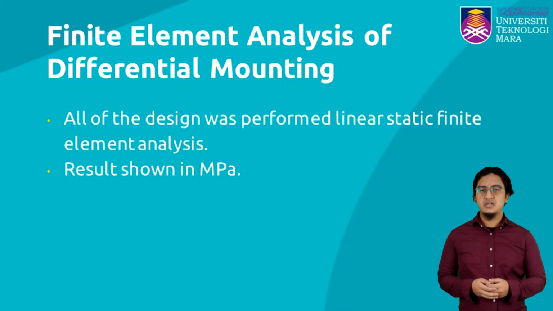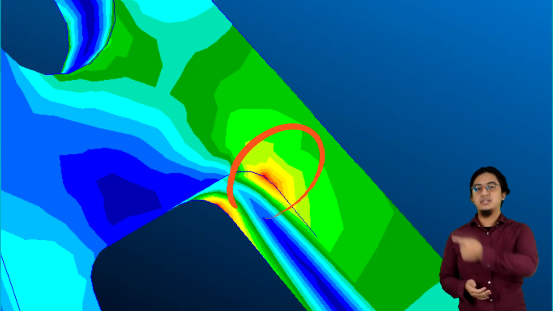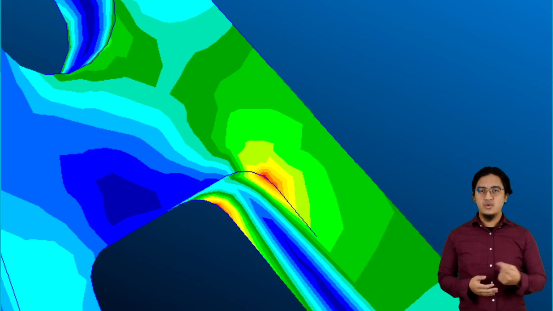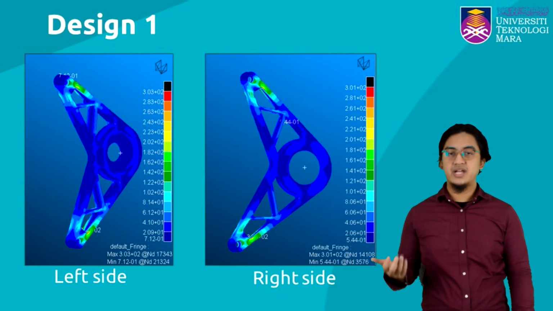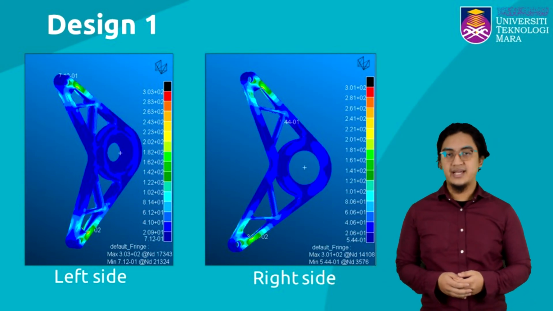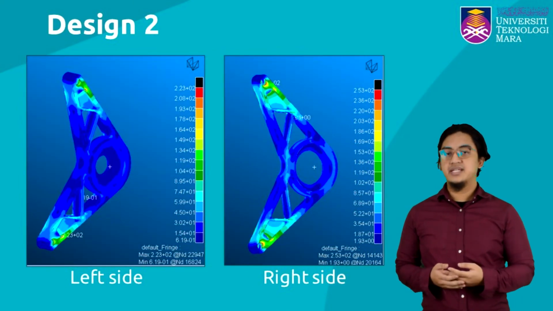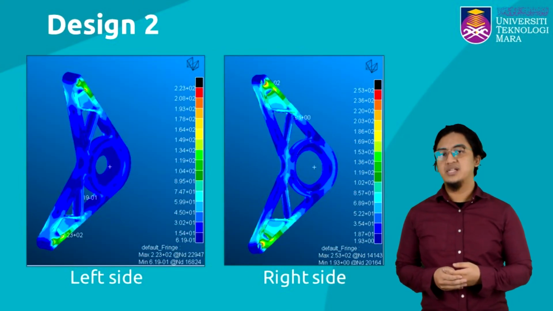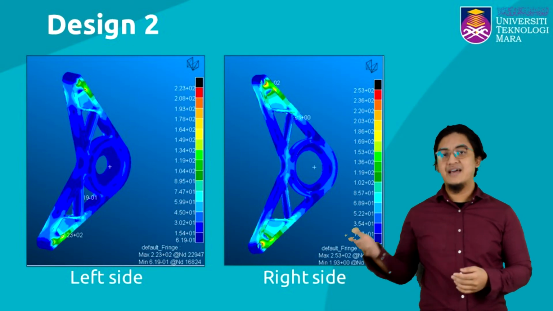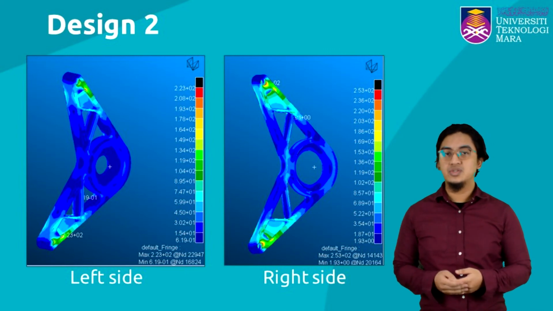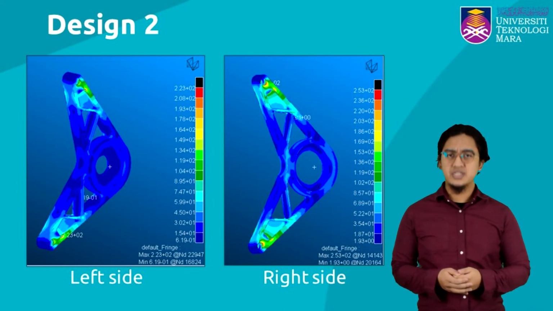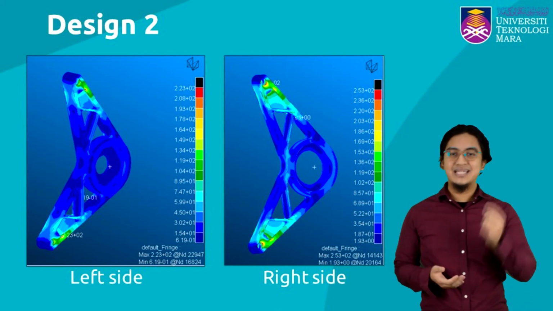Note that the stress result will be shown in megapascal. There are similarities in the analysis results, where the stress is concentrated on this area of the model. For design 1, the maximum stress is 303 megapascal for the left side and 301 megapascal for the right side. For design 2, the maximum stress is 223 megapascal and 253 megapascal for the left and right side respectively. The stress is lower than design 1 due to the availability of solid or more support at the fixed end. However, this will increase the mass.